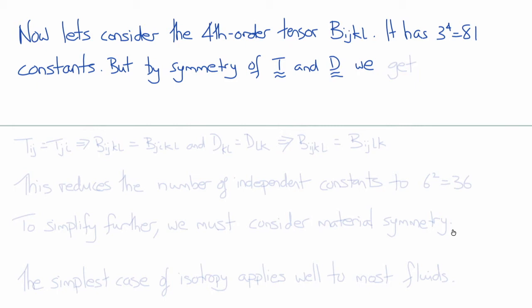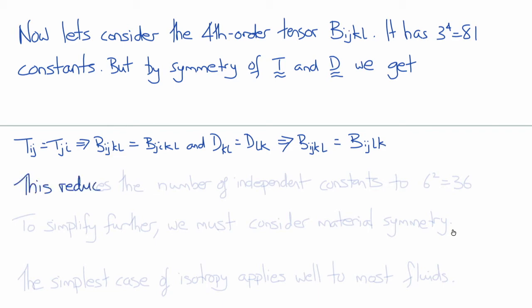Considering the symmetry of the stress tensor T and the rate of deformation tensor D, we can write that Tij must equal Tji, which means that Bijkl must equal Bjikl. Similarly, from the symmetry of D, dkl equals dlk, therefore Bijkl is equal to Bijlk. This has the effect of reducing the number of independent constants in Bijkl from 81 to 36.